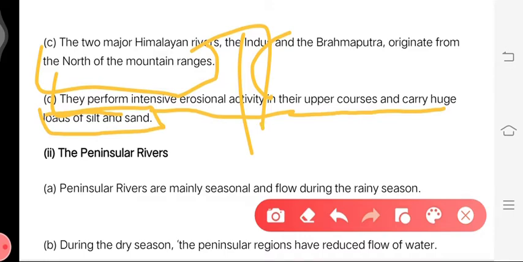And what is the upper course? Upper course is when the river is younger, or when the river is descending from the mountains.